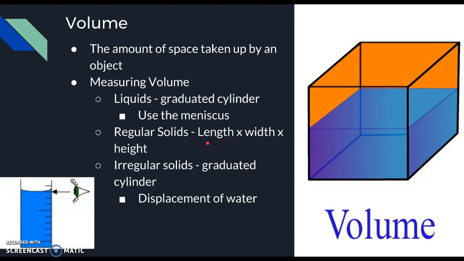Regular solids, like if I just wanted to measure a box or a rectangle, I'd use length times width times height. Irregular solids, like if I wanted to measure an eraser or something like that, I can still use a graduated cylinder, and I would just measure how high the water goes up after I put the eraser into the graduated cylinder. We'll practice this.